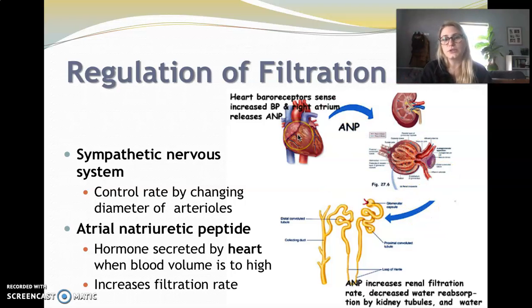And that is going to lower blood pressure. And the way that it does that is it increases your filtration rate. So this is yet another connection that can be made with the circulatory system and the urinary system. So that hormone is secreted by the heart. It increases that filtration rate, which means that you are now getting out even more fluids, ultimately lowering your blood pressure because there's not going to be as much fluid in your blood.